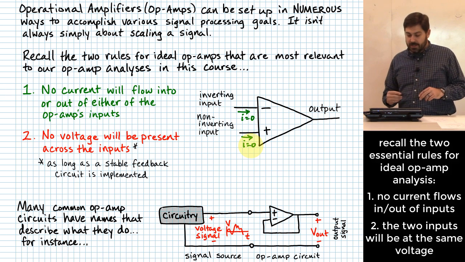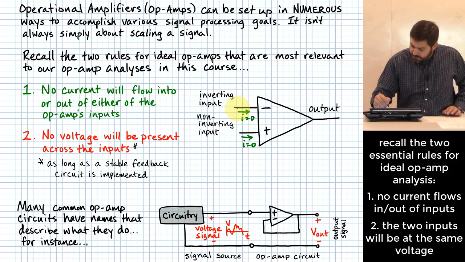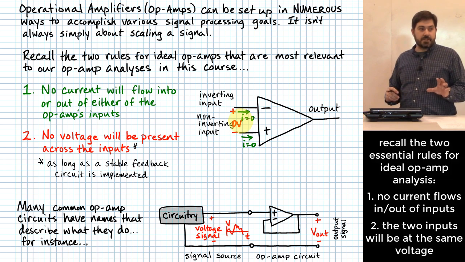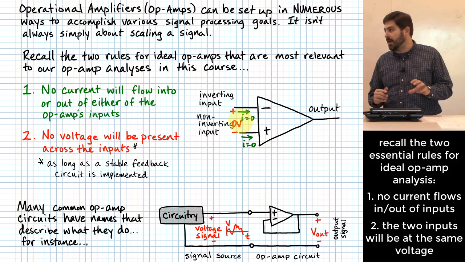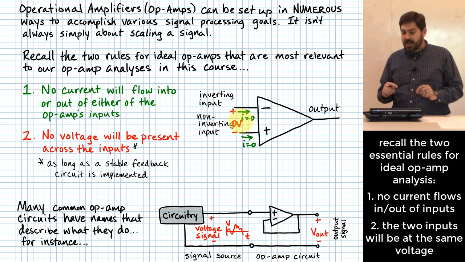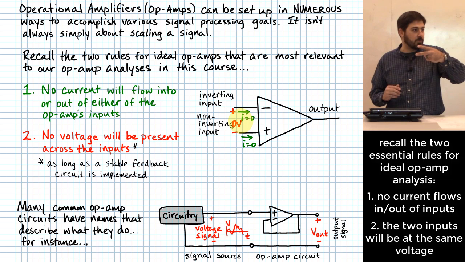The second rule is that there will be no voltage across the inputs. So if you think about putting a voltage maybe here relative to here, that's going to be 0 volts across those two input terminals. This one is a little bit different than the first one in that what causes that rule to take place is that there has to be some form of feedback mechanism that is actively trying to put those two pins at the same voltage. That's functionally how an op-amp circuit really works.